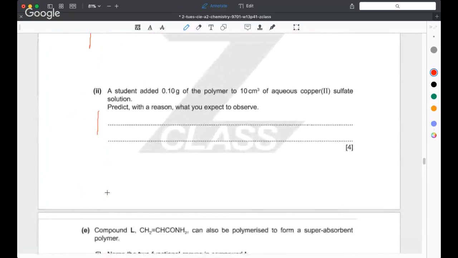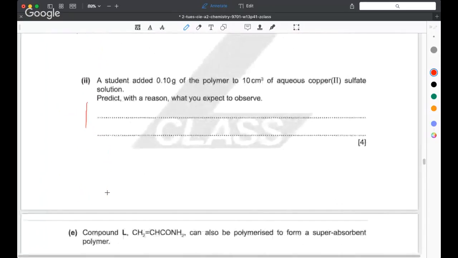As water is absorbed, the concentration of the copper sulfate solution increases, and as the concentration of the copper sulfate solution increases, then that appears to you. Your observation is that you get a darker blue because you have a more concentrated solution of copper sulfate.